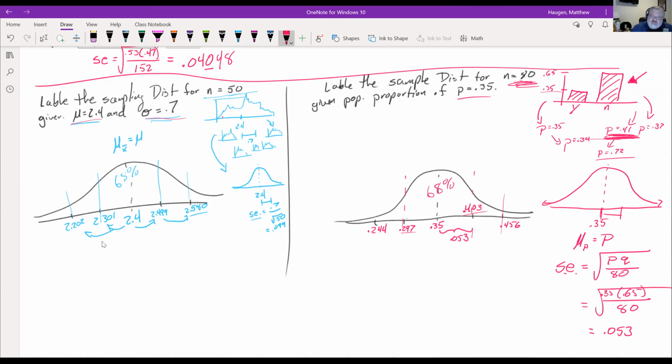So really the difference between these two problems isn't what we're doing with the information. We're taking the information to get the mean and standard error for our sampling distribution. The difference is what our original data looks like. If our original data is a distribution of values, then that distribution has an average and a standard deviation, so we can use those to find our sampling distribution numbers. If our original data was binomial data, we can use that proportion to find our mean and standard error for our sampling distribution.